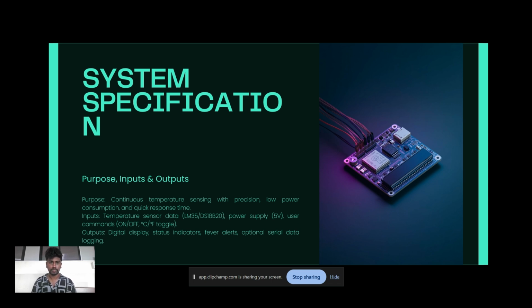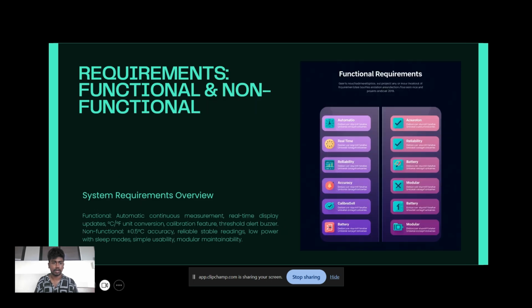The main inputs of the system are the sensor data, the power supply, and the user commands, which include turning the device on and off, etc. The output is the digital display showing the temperature reading, the status messages, the stable measurement and error condition, and also the buzzer alerts. Next, the requirements.